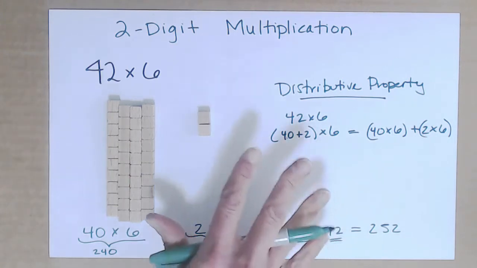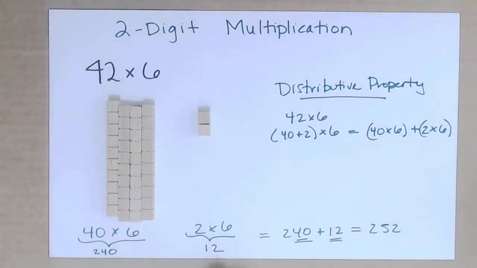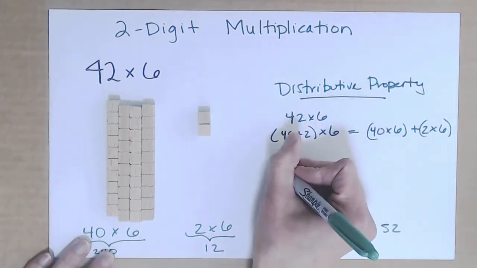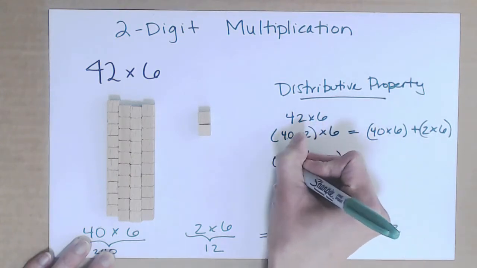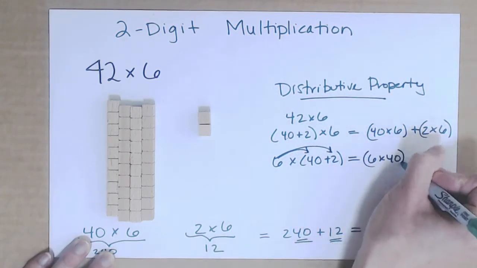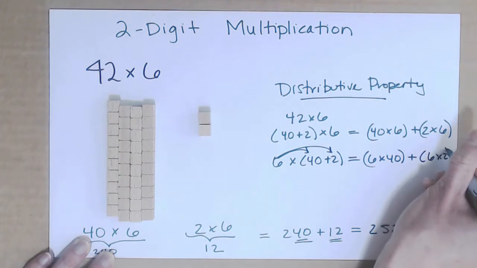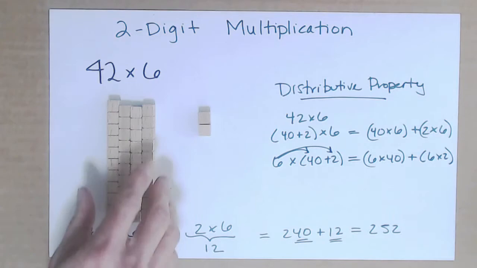So thinking of 42 times 6, 6 groups of 42, that's the same thing as 6 groups of 40 plus 6 groups of 2. And that's the distributive property. Sometimes you'll see it like this. So like 6 times 40 plus 2, we distribute the 6 like that, and we say 6 times 40 plus 6 times 2. So what you're doing in these mental math problems is you're just using the distributive property in your head to solve these problems.